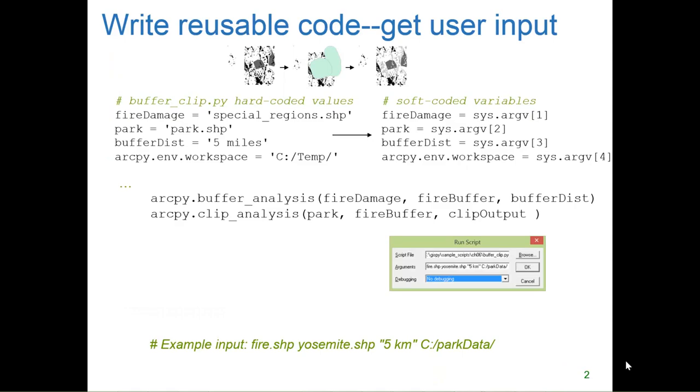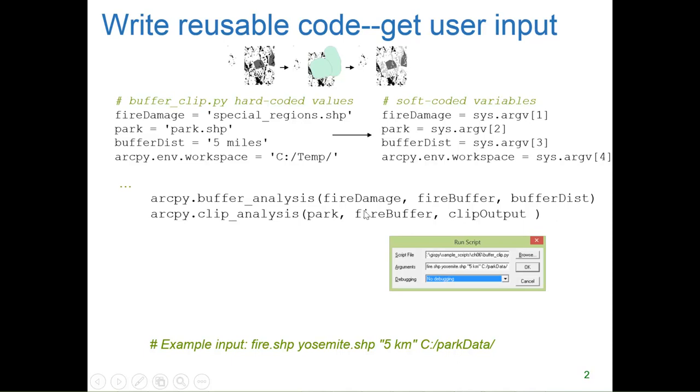Writing code so that it takes arguments makes the code more flexible. Recall the in-class exercise, buffer_clip.py, where we hard-coded the park file name, the buffer distance, and so forth. We could make that code more flexible by removing the string literals and replacing those with, on the right here, code to substitute for the string literals for each of the parameters.